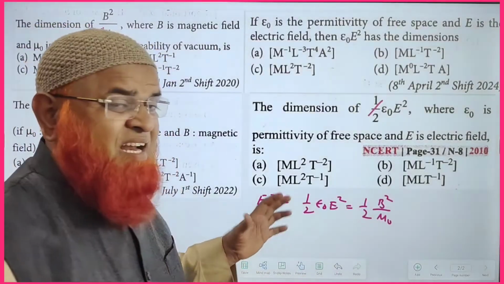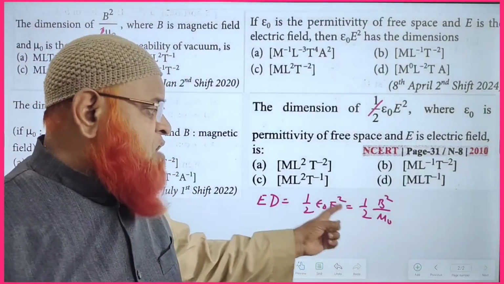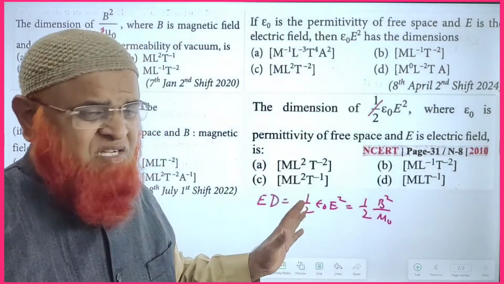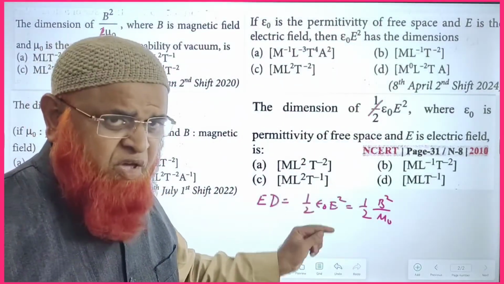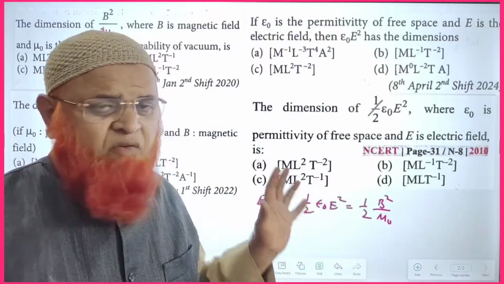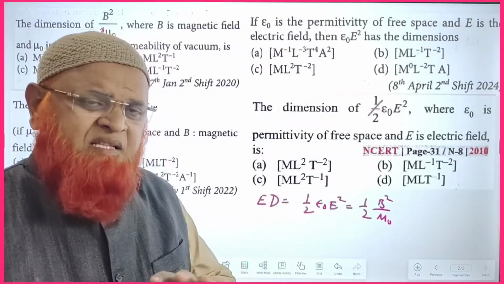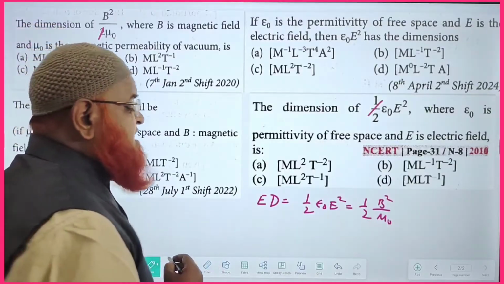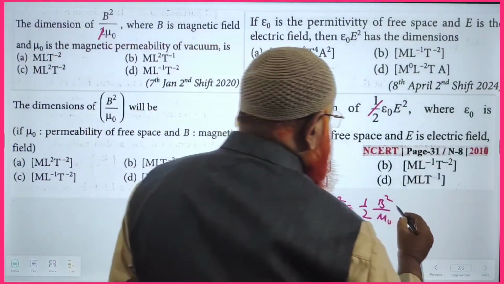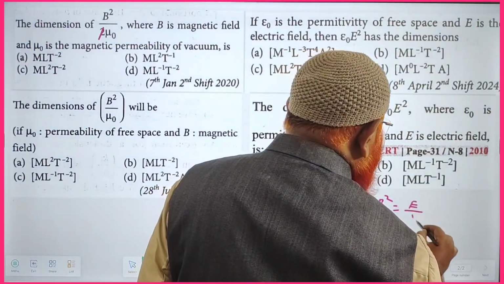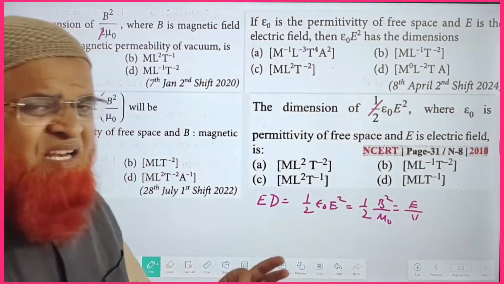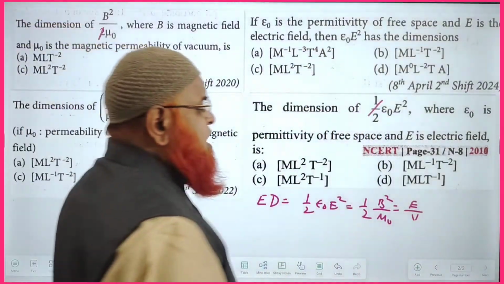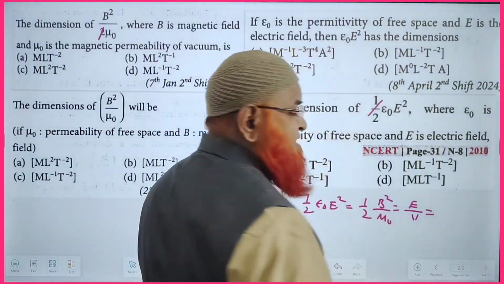They are called as energy density formulas. Epsilon naught E square or B square by mu naught. It is a formula for electric wave. This is the formula for a magnetic wave. Whatever it may be, the dimensions are same for these two formulas. What is the meaning of energy density? Energy density is nothing but energy divided by volume. Energy divided by volume. You know energy or work done, both are having same formulas.